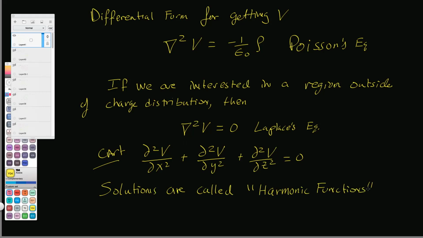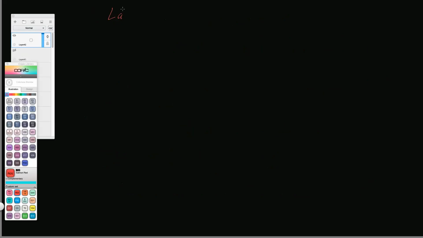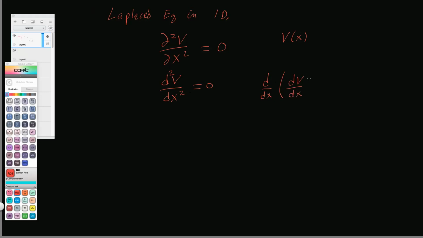Let's look at this in 1D and see what we can see. Laplace's equation in 1 dimension would just be d squared V dx squared equals 0. This has a really easy solution, because presumably V is only a function of x, with no y and z. So this is really just a regular derivative, d squared V dx squared equals 0, easily integrated. I can integrate once, so I can say d/dx of dV/dx equals 0.